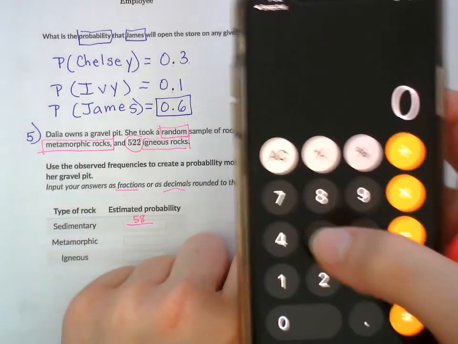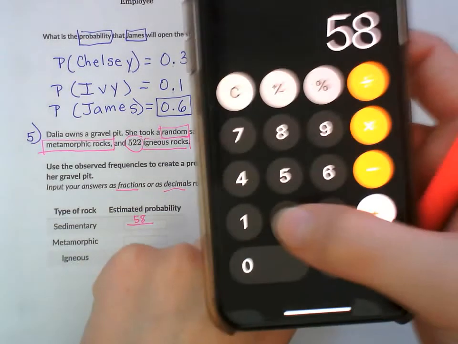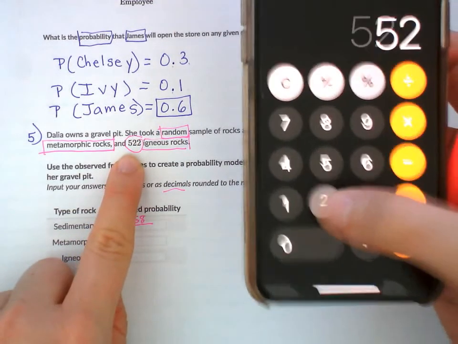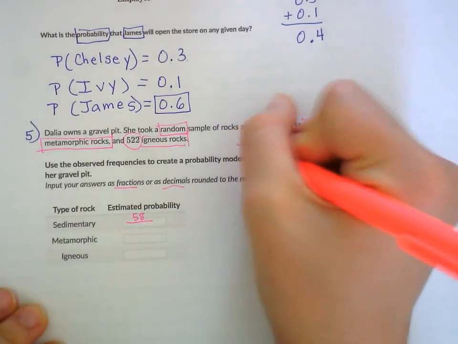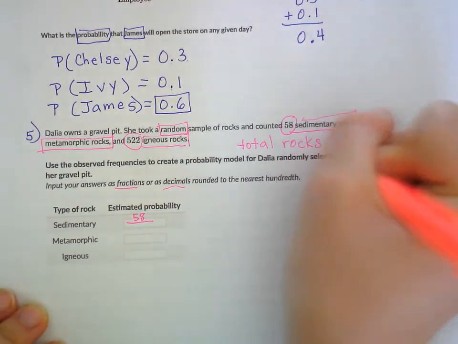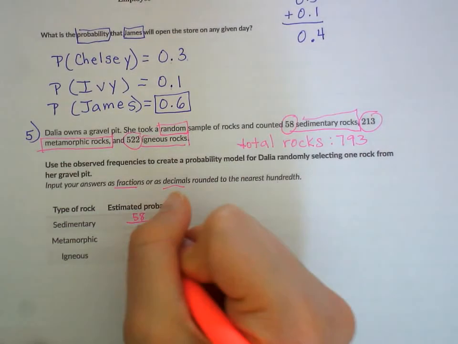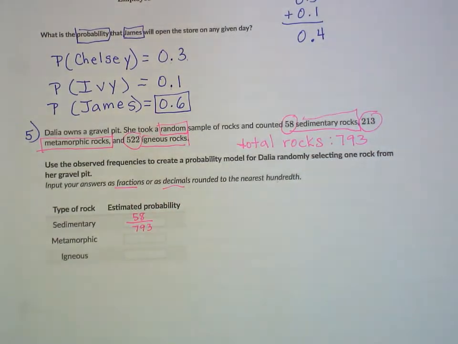So 58 plus 213 plus 522, 793. So I'm going to write total rocks was 793. So she drew 58 sedimentary rocks out of 793 rocks. You can leave it just like that. That's how I would input my answer.